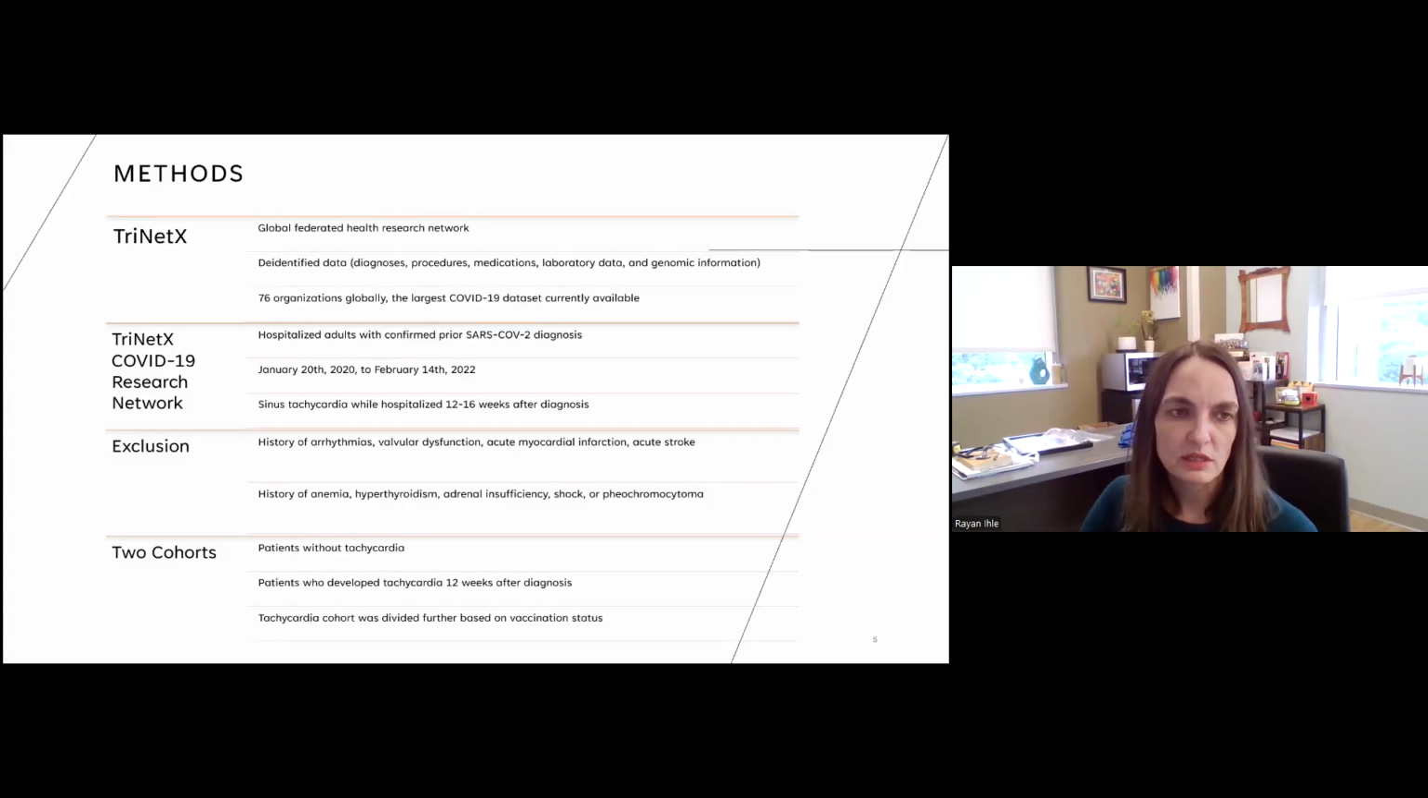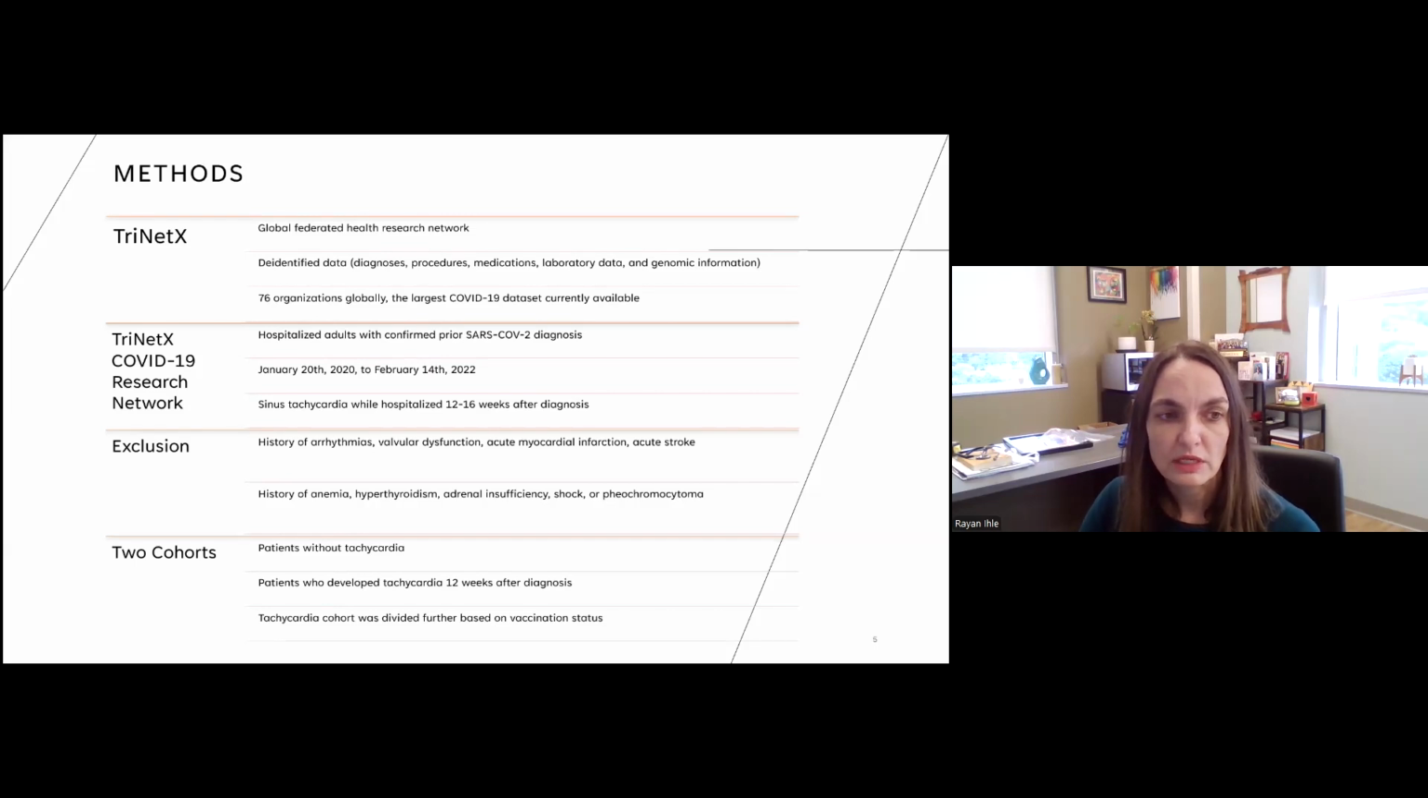So in order to study this, we used the TriNetX database. It's a globally federated health research network with de-identified data from electronic medical records. It includes a ton of information with diagnoses, procedures, medications, laboratory data, and genomic information. With more than 76 organizations globally, it's actually the largest COVID-19 data set currently available.